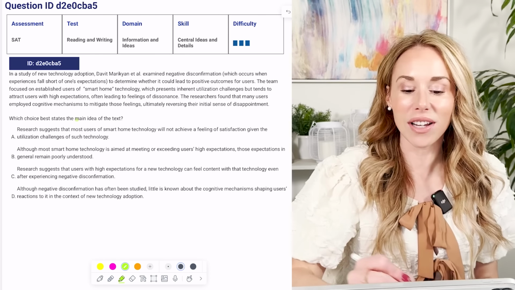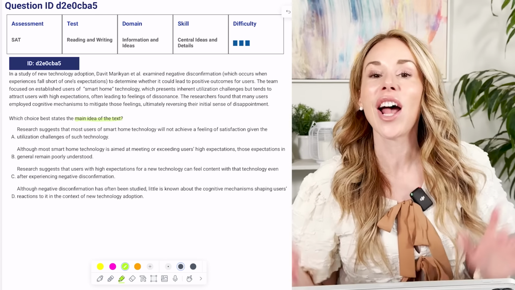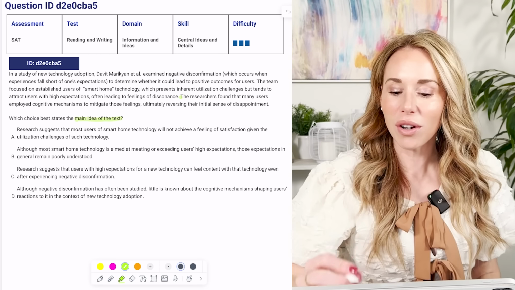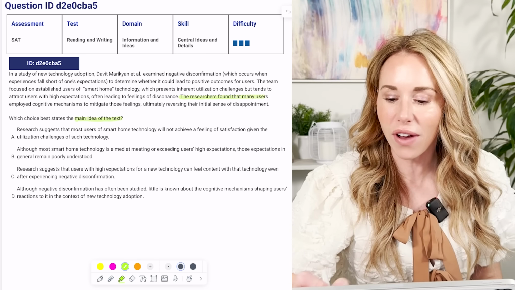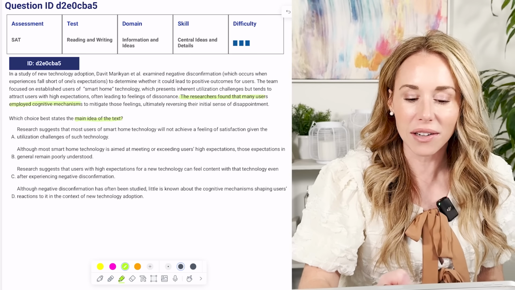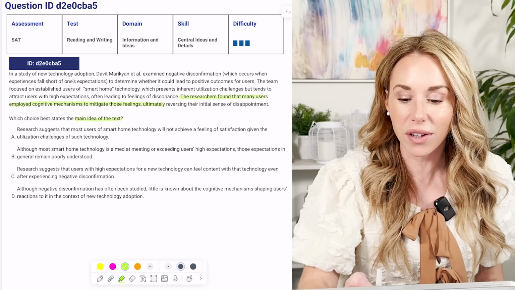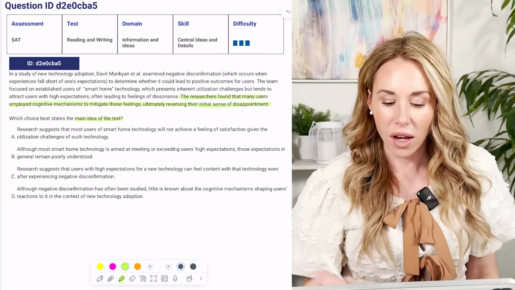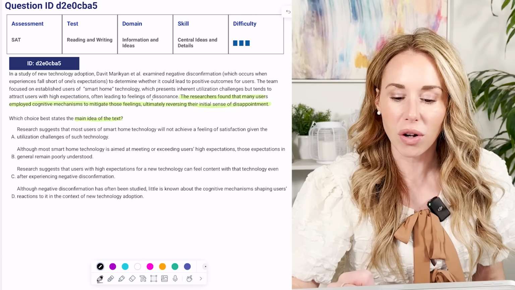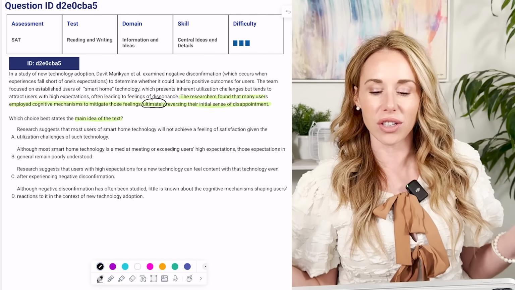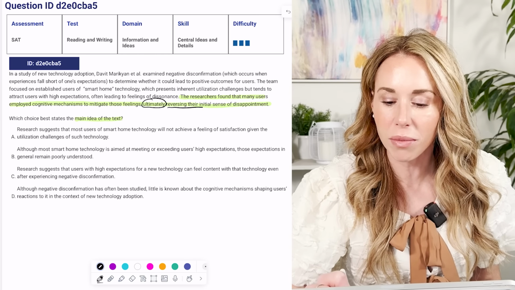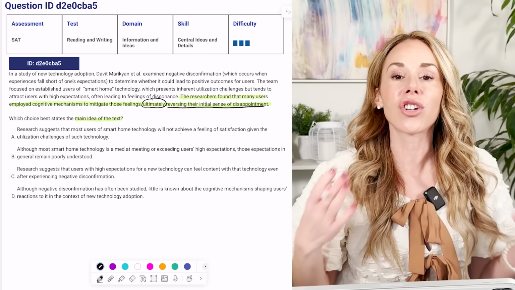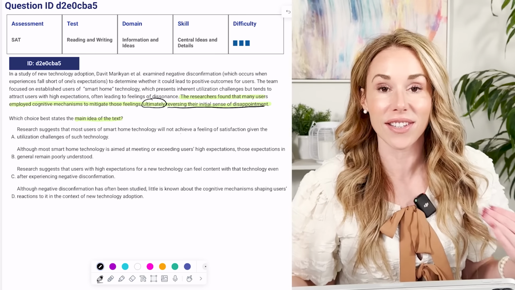So this next question is a main idea of the text question. Another great candidate for this last sentence strategy. So I'm going to go to the last sentence. It says the researchers found that many users employed cognitive mechanisms to mitigate those feelings, ultimately reversing their initial sense of disappointment. Okay, one thing that's important is this word ultimately. That is essentially a transition. So I think that this part is going to be really important, reversing their initial sense of disappointment. I'm going to try to look for a synonym in the answer choices to that.